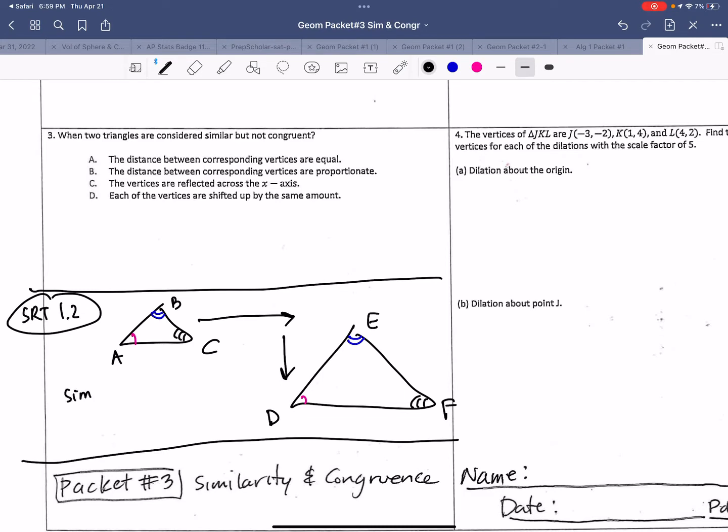So similarity means that the angles are the same. And it also means that the sides make the same ratio. So sides make the same ratio. Okay, so if you see here, I made this side, however long this is, twice as big. And then this side, twice as big. And then this side, twice as big.